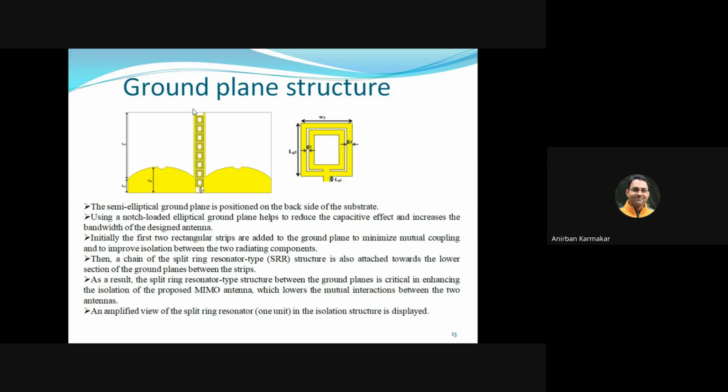Then a chain of split ring resonators, in short called the SRR structure, is also attached towards the lower section of the ground plane between the strips. As a result, the split ring resonator type structure between the ground planes is critical in enhancing the isolation of the proposed MIMO antenna, which lowers the mutual coupling, or we can say which lowers the mutual interactions between the 2 antennas. So the amplified view of the split ring resonator of the isolation structure is shown over here.